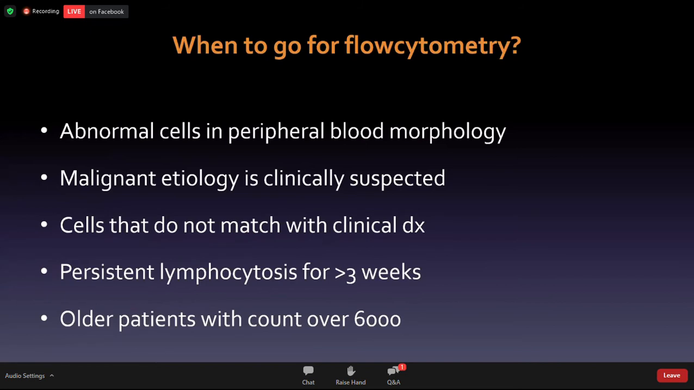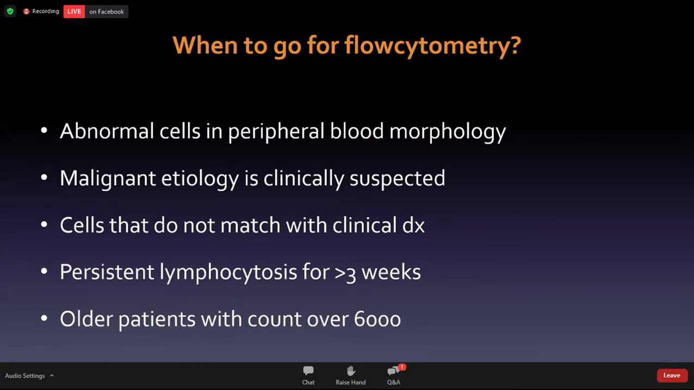So the question is when to go for flow cytometry. Is there a criteria? I've laid down these 5 criteria which help me a lot to decide whether the current lymphocytosis should go for flow cytometry or not. When you see abnormal cells in peripheral blood which are not going either south or north, you can order flow cytometry. When malignant etiology is clinically suspected, or you see cells which do not match with clinical history.